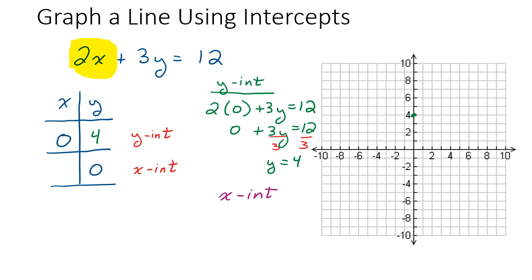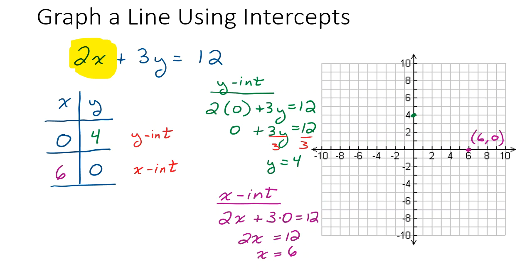So to find our x-intercept, we're going to write our equation, except we're going to let y be 0. Oops, that should be a 2. Make sure we copy stuff down, right? Plus 3 times 0 equals 12. So we just end up with 2x equals 12, and if we divide both sides by 2, we get x equals 6. So my x-intercept is at 6 over, 6 over, 0 up.